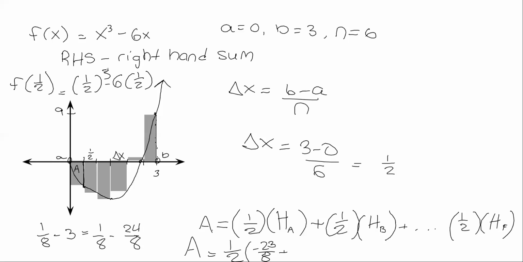And then we want to do the same thing for the next one. So our next x value is going to be x equals 1. We've already done 1/2, so x equals 1 is going to be our next value. So let's see what happens when we plug in 1 for x. f of 1 is just going to be 1 to the 3rd power minus 6, so that would just be negative 5. So we have negative 23/8 minus 5.